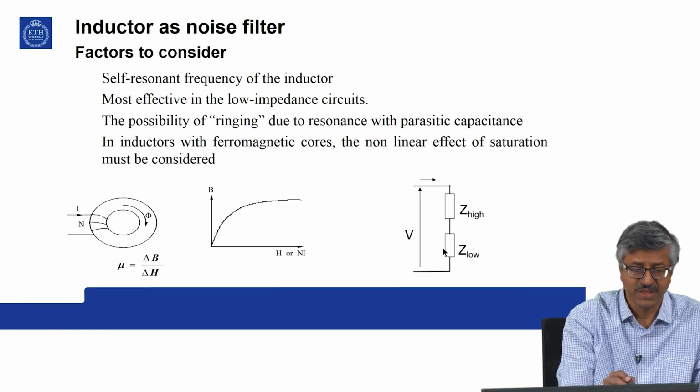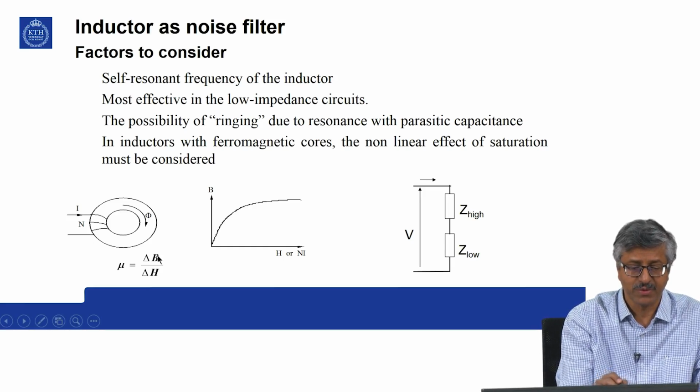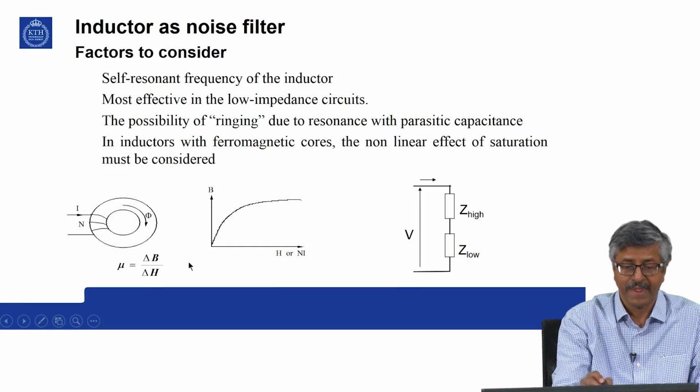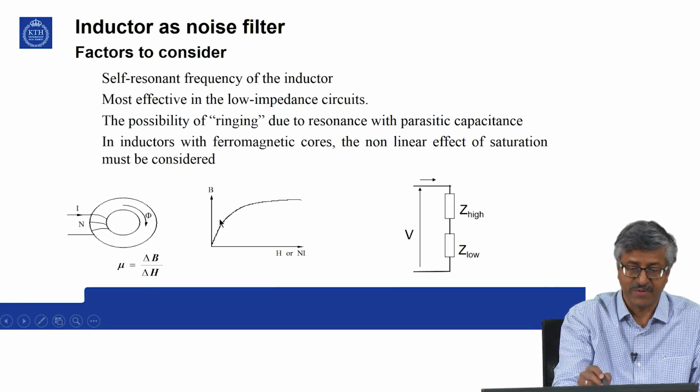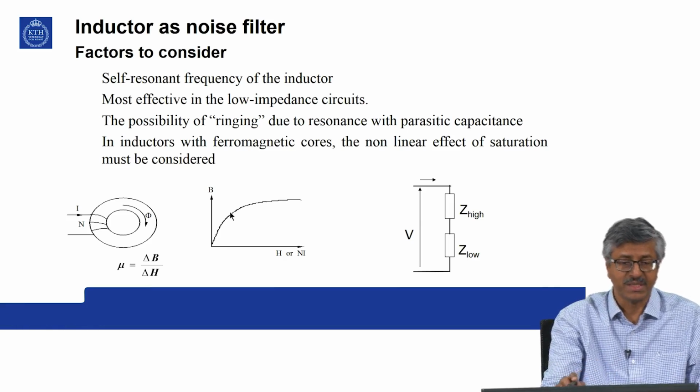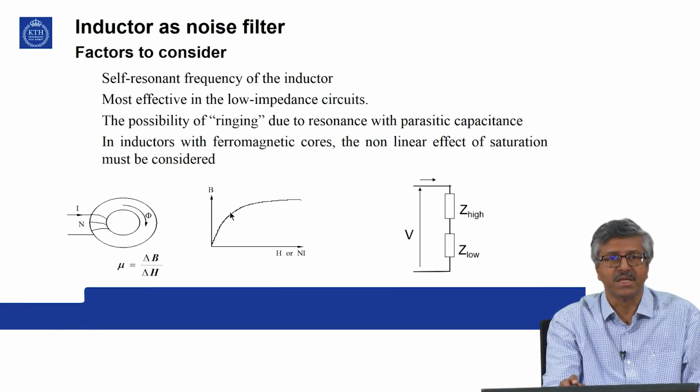So this is a ferromagnetic core. Mu is defined as the change in flux density to magnetic field intensity. So this is the saturation region, and one should not operate in the saturation region. It has to be somewhere here. So these are the factors to be considered while selecting an inductor as a noise filter.